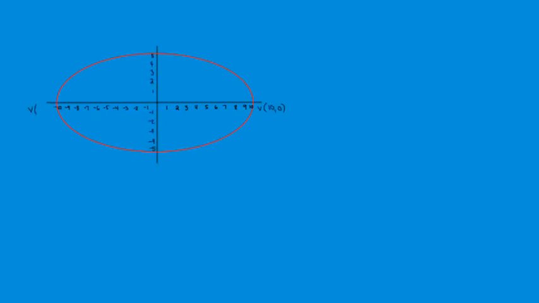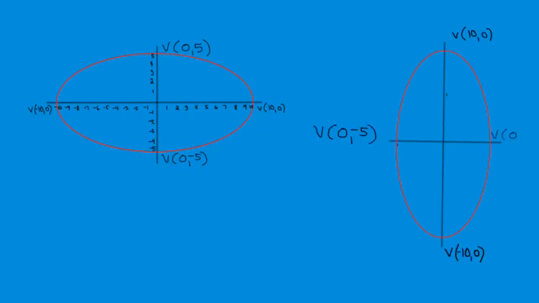Let's take a look at this ellipse. You can see we have two similar ellipses. One is horizontal and one is vertical. So the foci on the horizontal one are (-8, 0) and (8, 0) on the x-axis. And the foci on the vertical one are (0, 8) and (0, -8) along the y-axis.